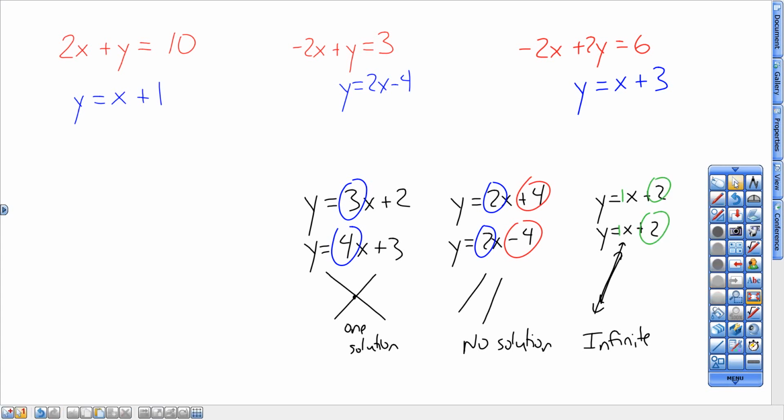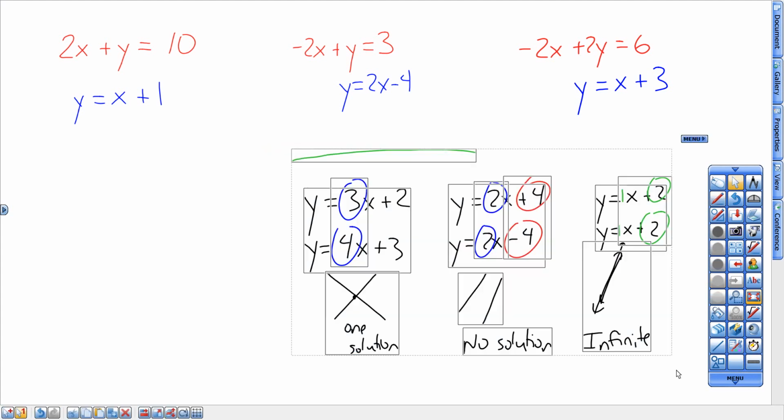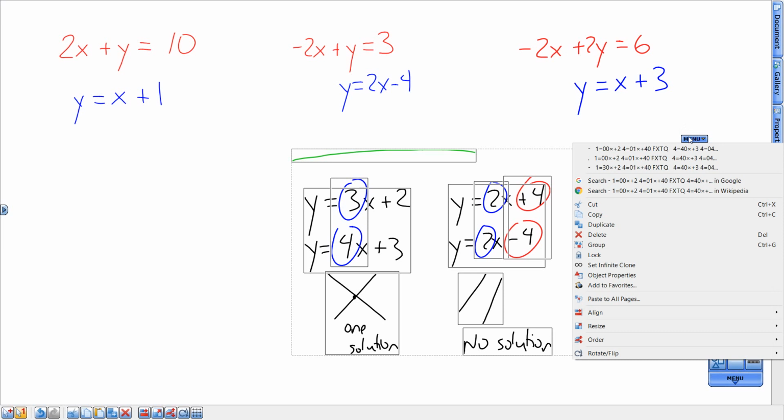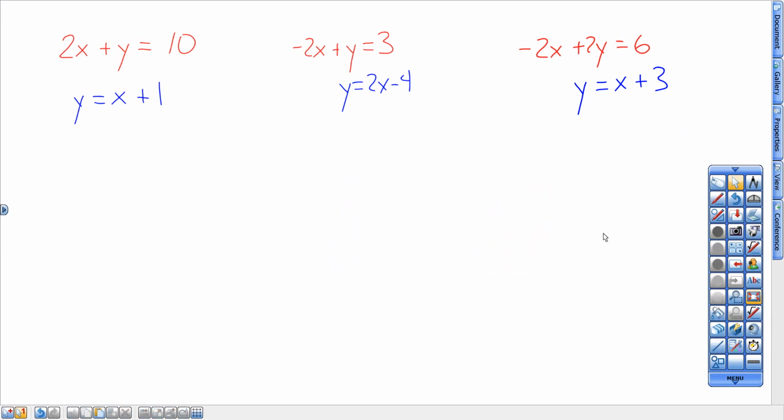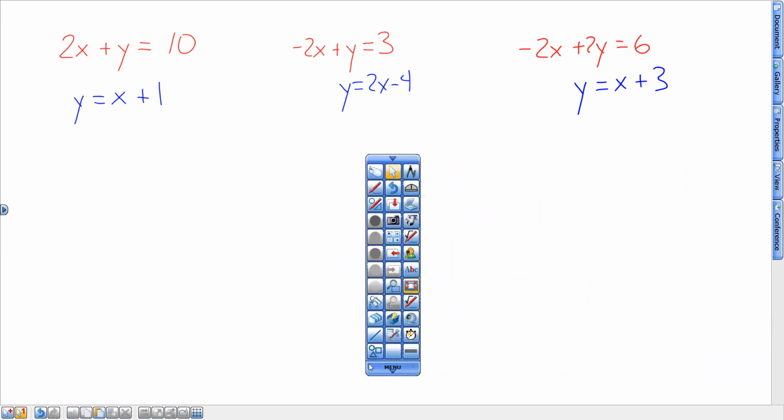I'm going to have you look at what that looks like on a graph. Of course, on a graph, if they intersect in one place, one solution, never touch, no solution. And if they overlap, infinite. I'm going to show you for tonight's homework what this looks like when you're doing these other methods, because you need to be able to recognize it even if you're not graphing. All right, so here we go.